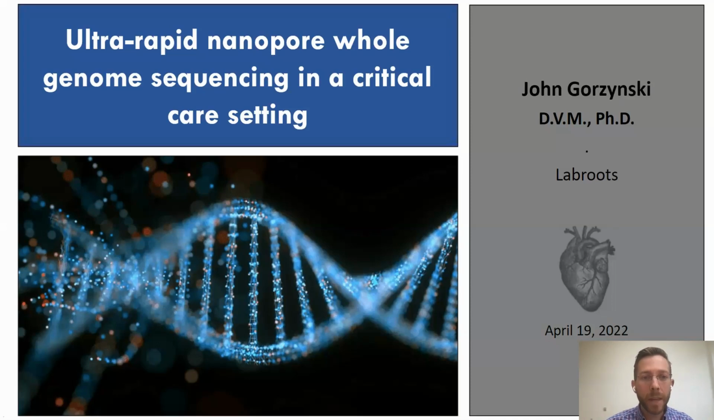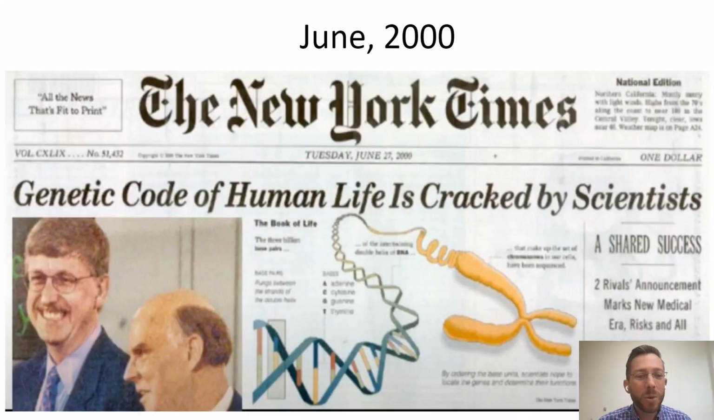So to get started, in June of 2000, the Human Genome Project, which was a project that set out to sequence the entire human genome, announced that they had been successful. This project took a total of 10 years with 10 countries in collaboration. And to sequence the first human genome cost multiple billions of dollars. It's estimated that the cost of the first whole human genome was about $3 billion.